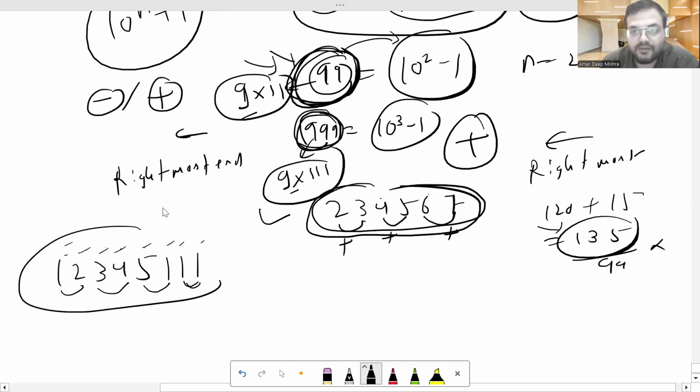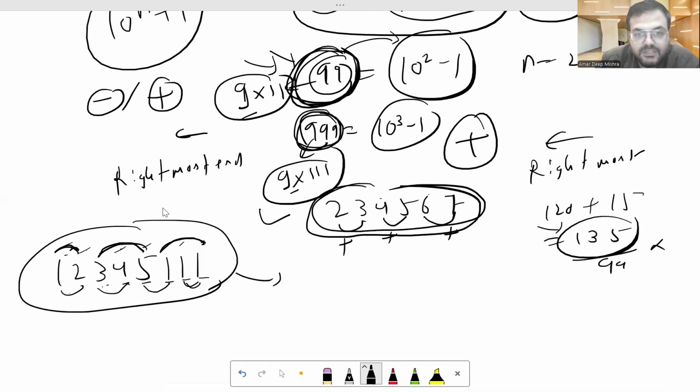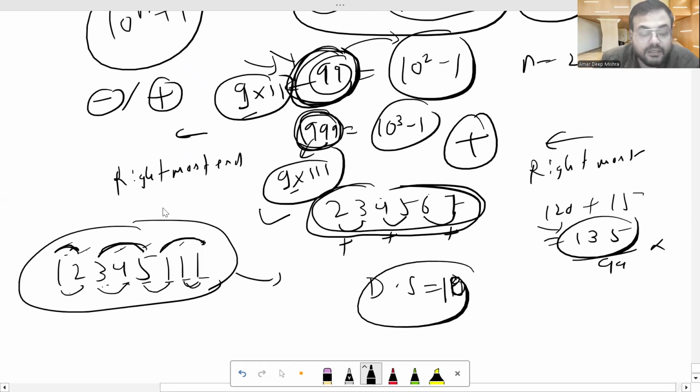I hope this point is clear to you. Or we can add in triplets also, like take this triplet, 111, take this triplet, and then take this 12. Suppose I find out the digit sum only. So 1 plus 2 plus 3 is 6, 6 plus 4 is 10, 10 plus 5 is 15, 16, 17, 18. So the digit sum is coming out to be 18. That means this number is divisible by 9 for sure.